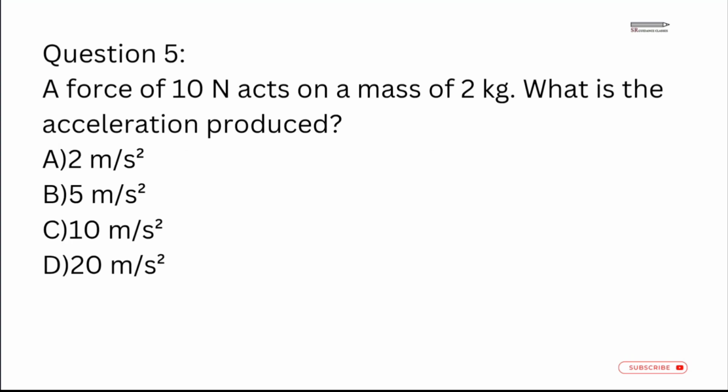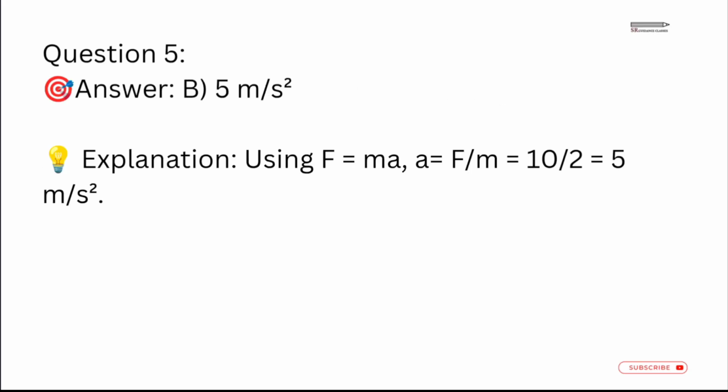A force of 10 Newton acts on a mass of 2 kg. What is the acceleration produced? The answer is option B, 5 meter per second square.